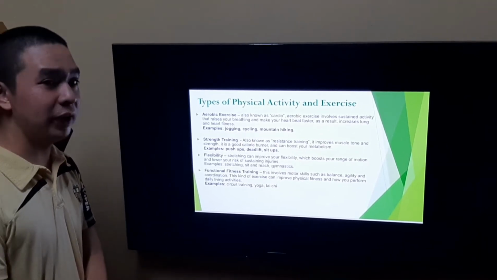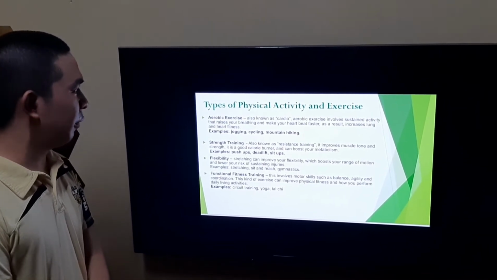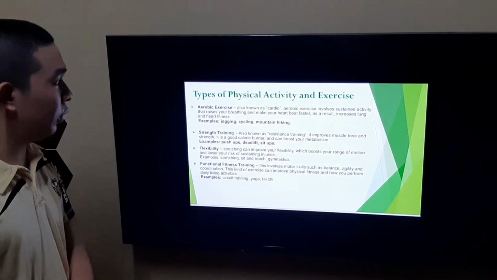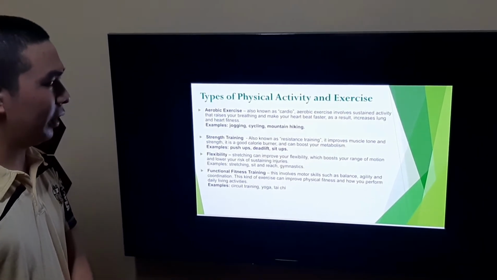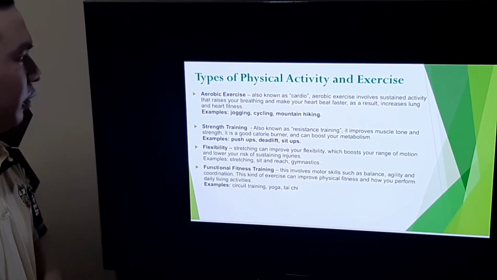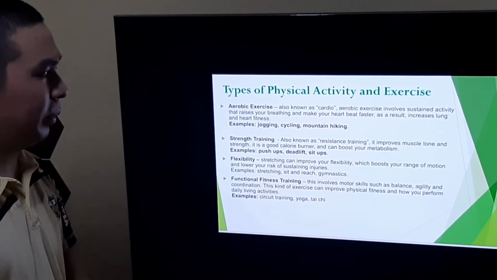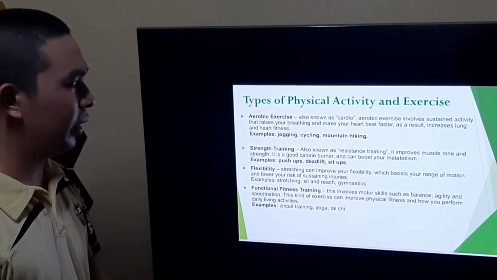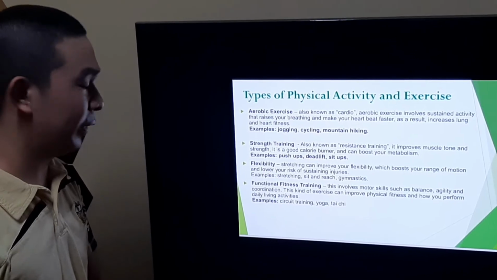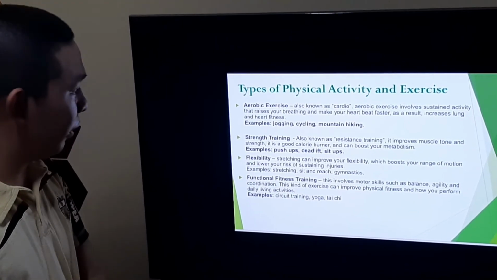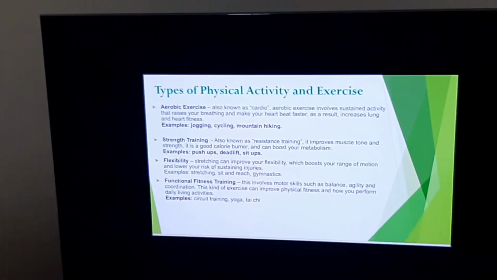So, the types of physical activity and exercise. The first is aerobic exercise, also known as cardio. Aerobic exercise involves sustained activity that raises your breathing and makes your heart beat faster. As a result, it increases lung and heart fitness. Examples: jogging, cycling, and mountain hiking.